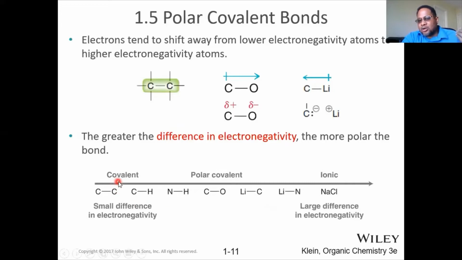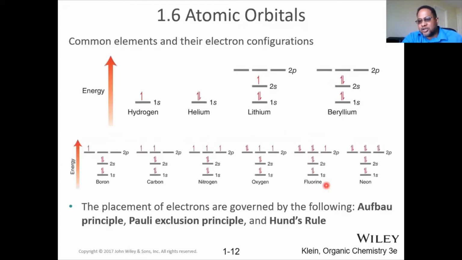So it's no longer a covalent bond. It goes from covalent to polar covalent to ionic. So it's more like an attraction and a sharing of electrons, right? Then we jump on to atomic orbitals.